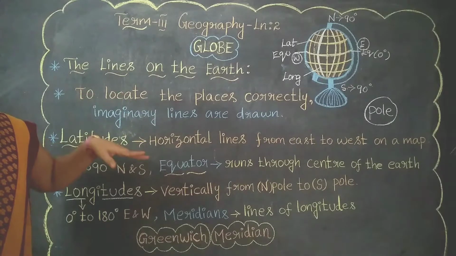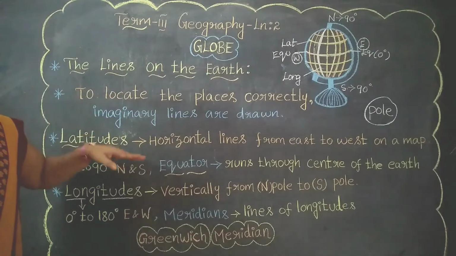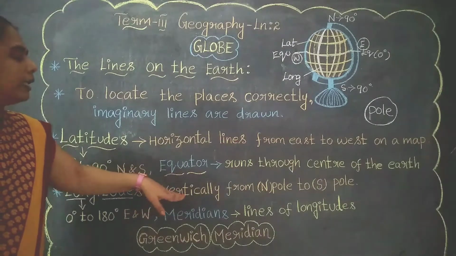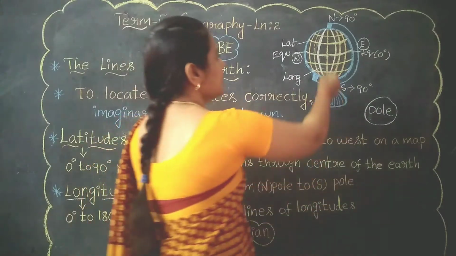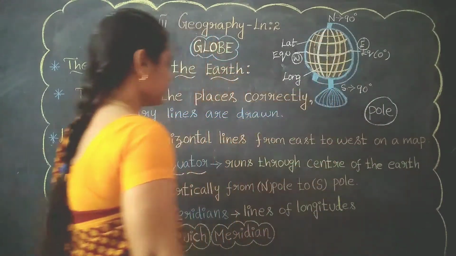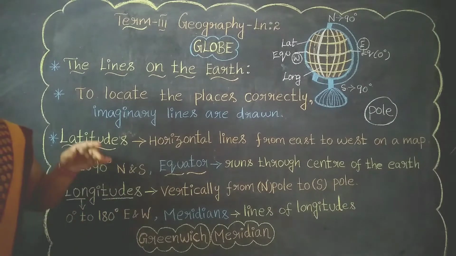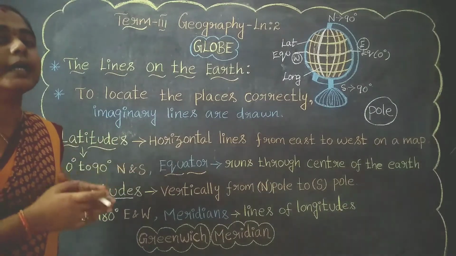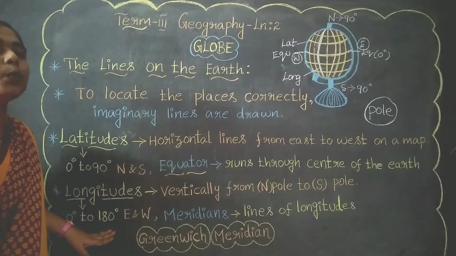Vertical lines are known as what? Longitudinal lines. This runs vertically from north pole to south pole, as I already explained. Its degree is marked from 0 degree to 180 degree, because the longitude contains 180 lines. So it consists of 0 degree to 180 degree.